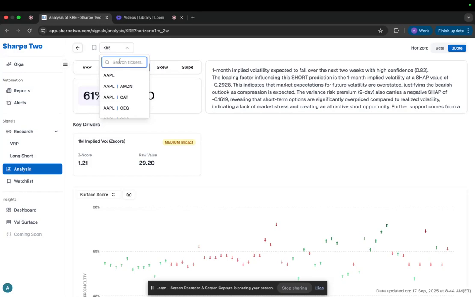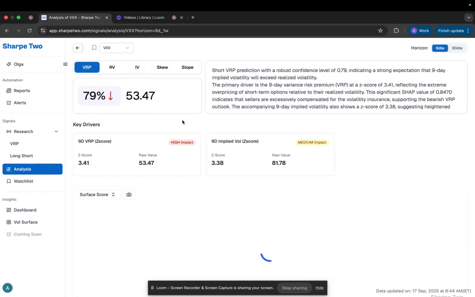Let's see if we can look into one of my favorites. What do we have for VXX? We have a VRP that's stretched, especially in the front part of the curve. We'll go have a look at that in a second. And same for the overall level of implied volatility. So this gives a lot of confidence.